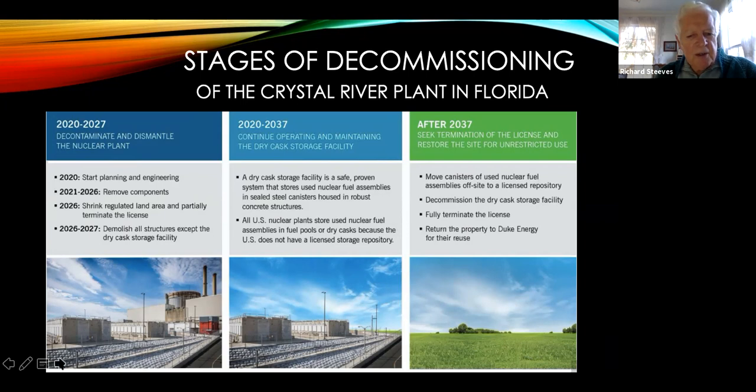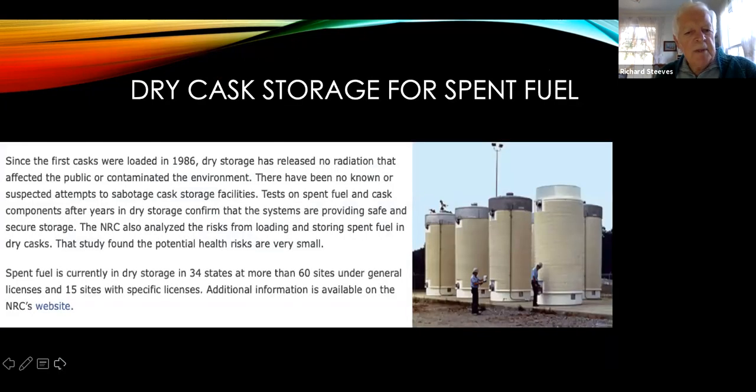And I want to show you the dry cask storage, because this is what's been happening since 1986. Dry storage has released no radiation that has affected the public or contaminated the environment. And we're talking 34 years ago. There have been no known or suspected attempts to sabotage these facilities. The tests on the fuel casks and components after years of dry storage confirm that they're providing safe and secure storage. Now, of course, before the reactors are decommissioned, the fuel stays in water for 1 to 5 years before it cools down enough that it can be stored in these dry casks.